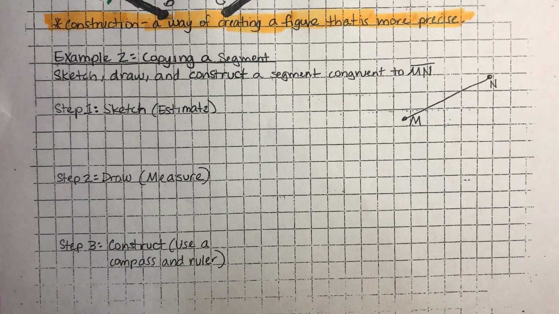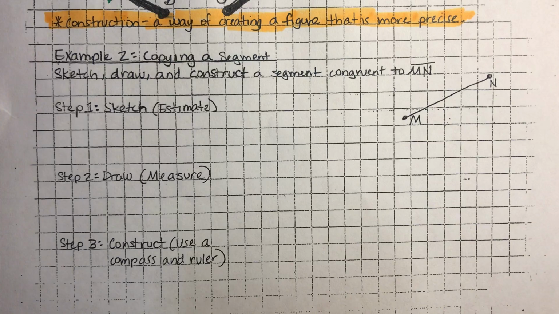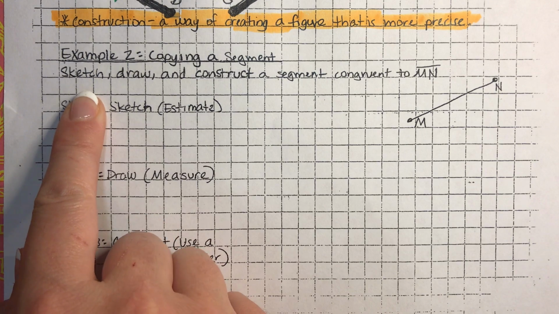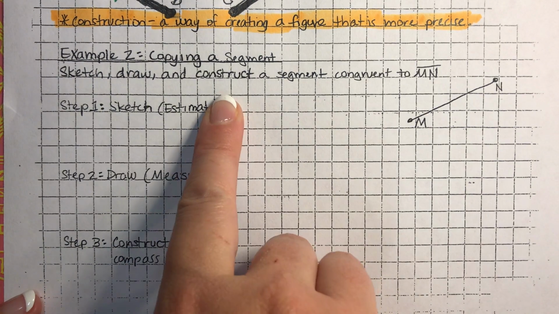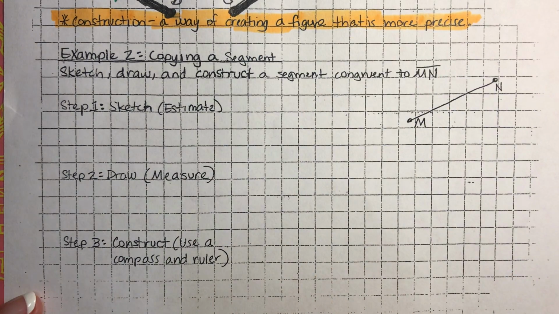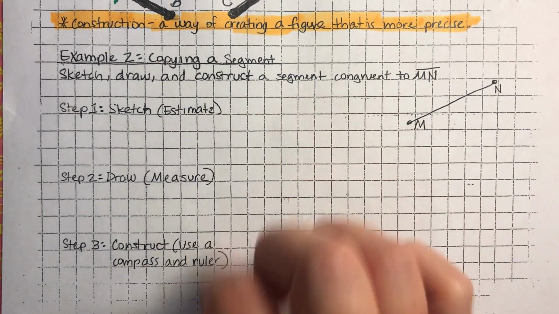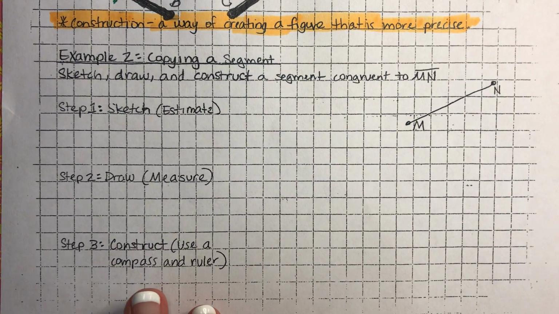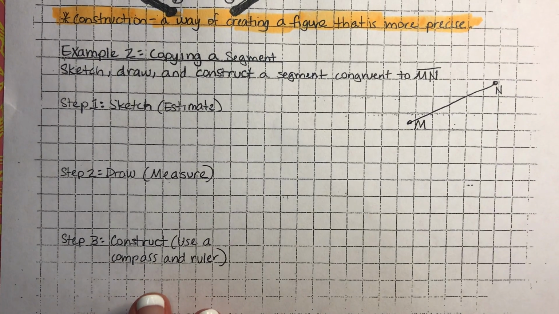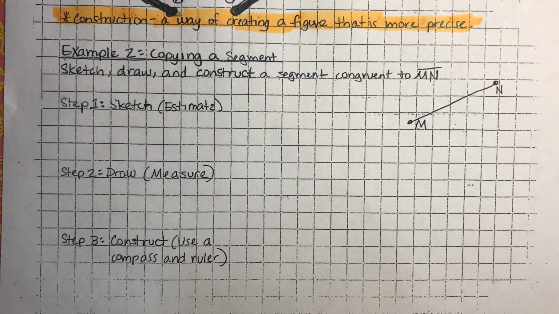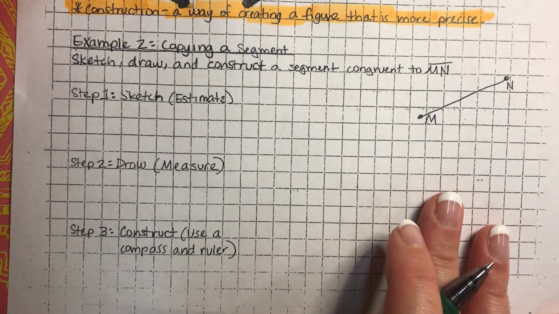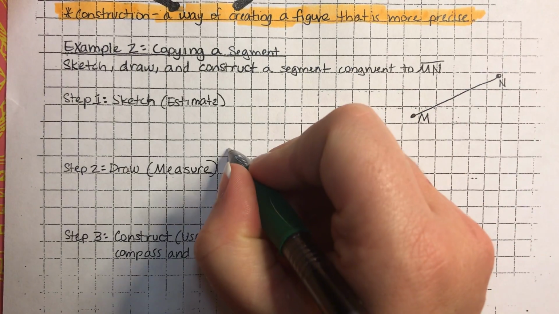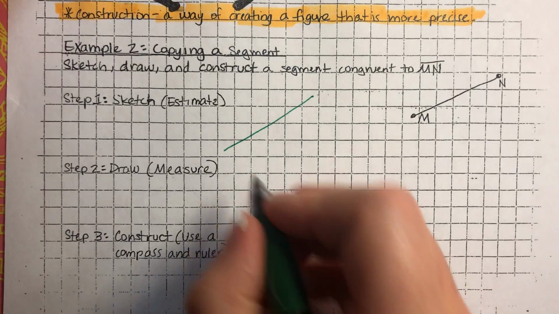So for example 2, we're going to copy a line segment right here. This is our line segment. Now they talk about 3 different ways to copy it. The first way is to sketch, the next is to draw, and the third way is to construct. Remember, constructing is a way that's really super precise. Okay, so we are going to do all those 3 for a segment that's congruent, which means it's the same as MN. So whenever you sketch, a sketch is just kind of like an estimate, right? So I'm looking at it, I'm giving it a really, really good eyeball, and I'm just like, okay, all right, that's my estimate.